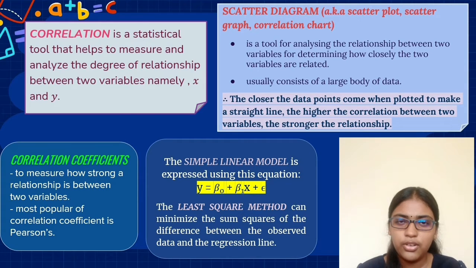A scatter diagram is a tool for analyzing relationships between two variables, for determining how closely the two variables are related. Correlation coefficients are used to measure how strong the relationship between the two variables is. There are several types of correlation coefficient, but the most popular is Pearson's.